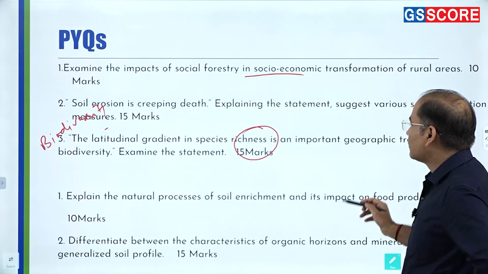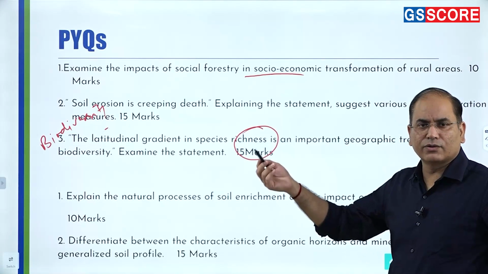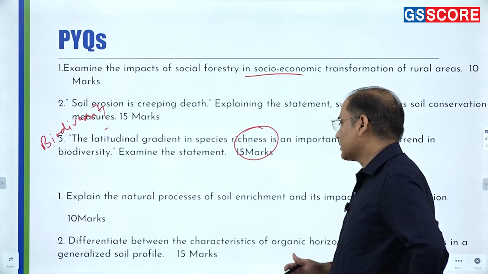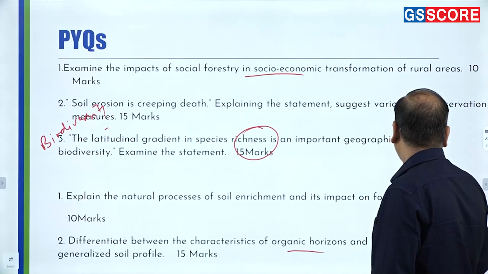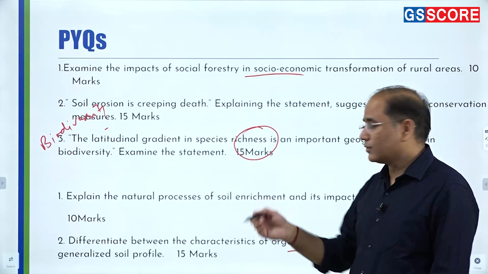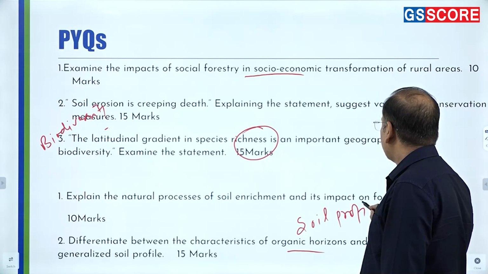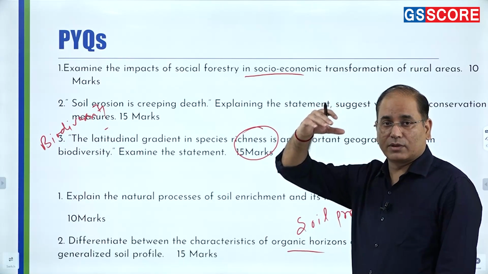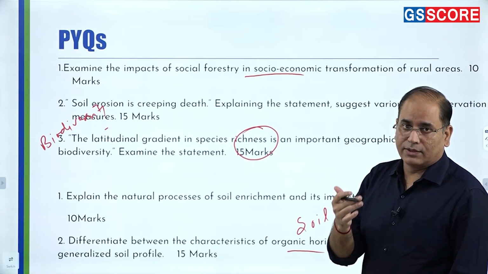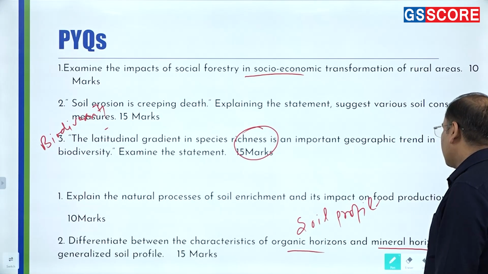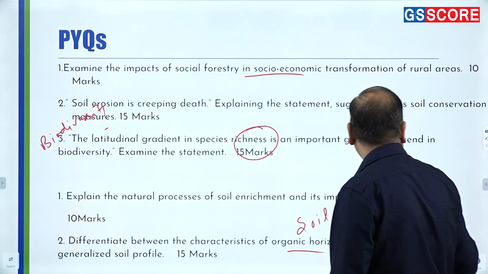Then explain the natural process of soil enrichment and its impact on food production, again associated with the process of soil formation. Differentiate between the characteristics of organic horizon and mineral horizon. So that is associated with the topic of soil profile. In soil profile, we have different horizons. The topmost layer of the horizon is simply known as humus. So that is the organic horizon, and then the remaining part is primarily the mineral horizon.